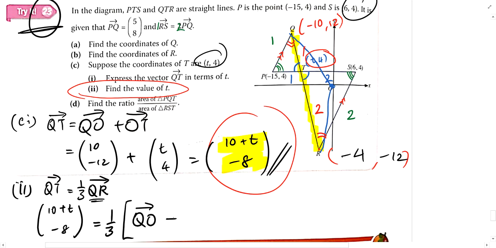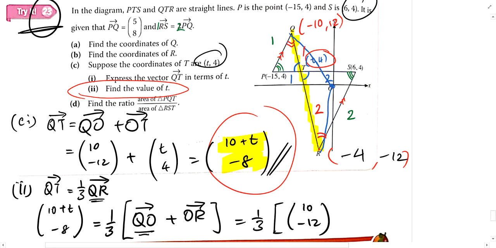QO plus OR, which is actually 1/3. What is QO? 10, negative 12. All okay with this 10, negative 12? Sophia, okay? Okay, do you know what is QO? From Q to O, right?